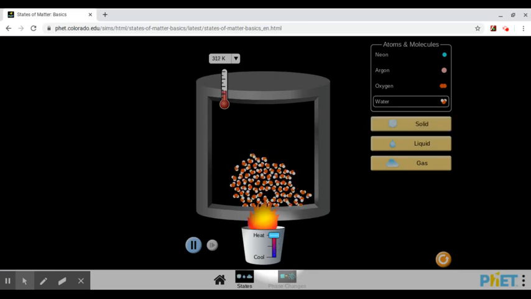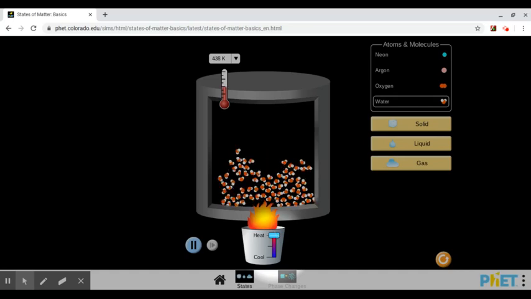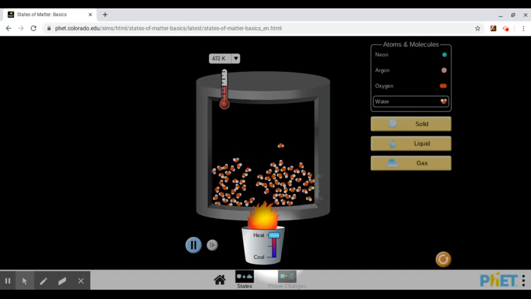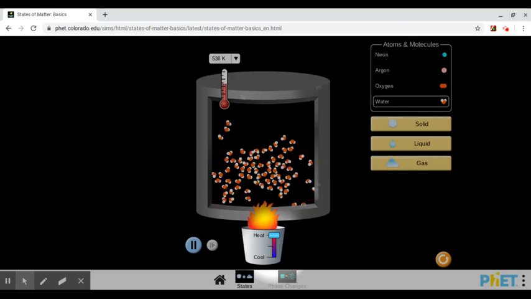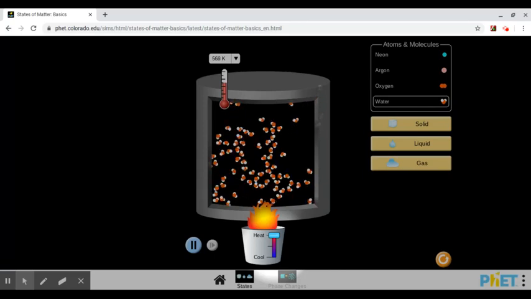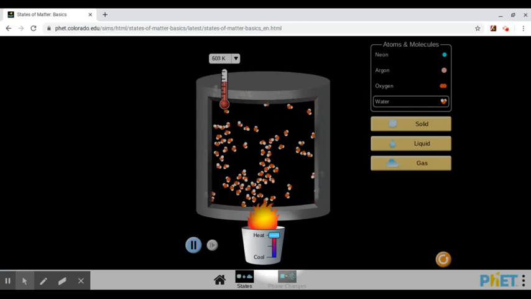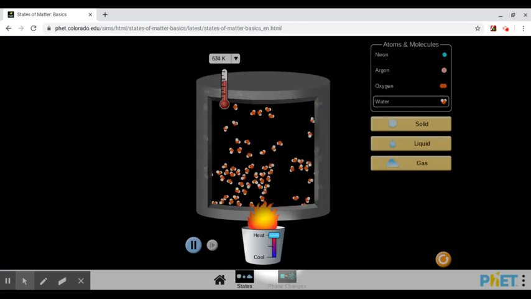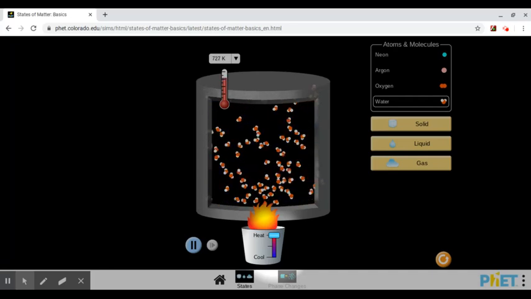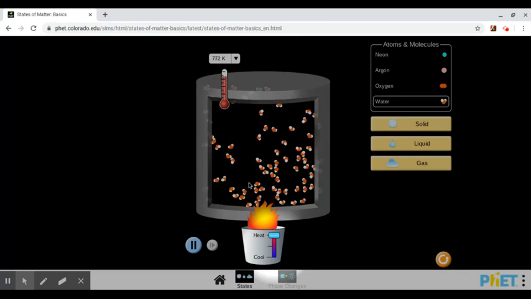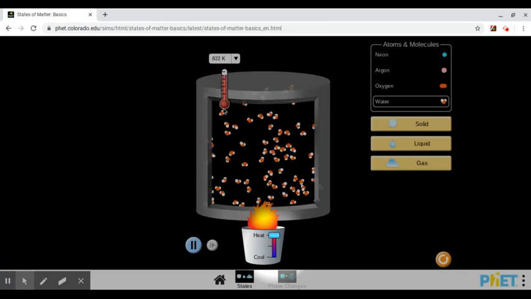And as you're heating it, you can look up here at the temperature, and you can see what happens to the kinetic energy and the movement of the atoms as you apply more heat. So heat is you're adding something that makes the molecules move more. It gives them a little bit more kinetic energy. They're a little more active. They're bouncing around a little bit more. And then here's your temperature readout.